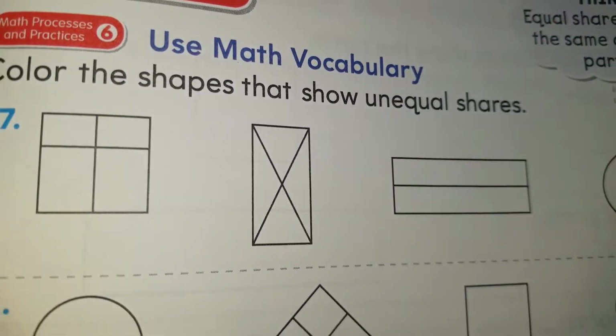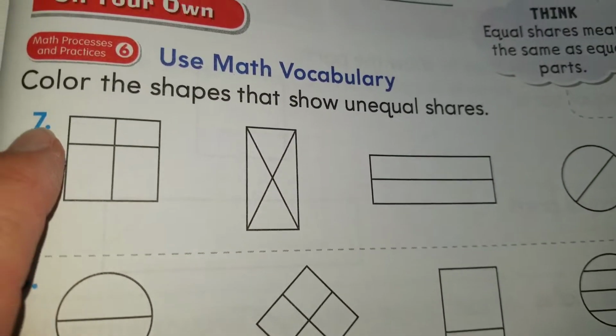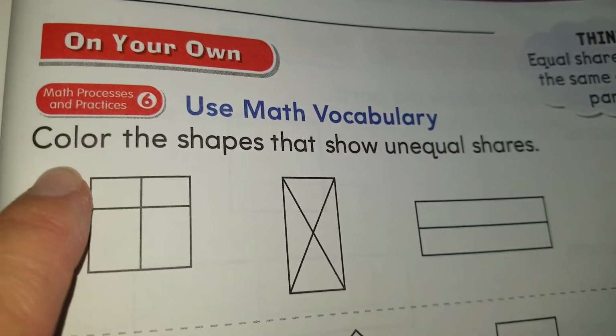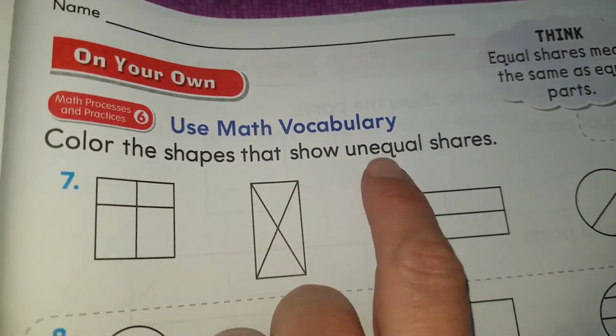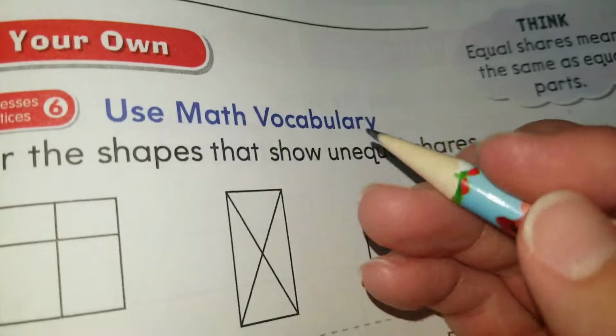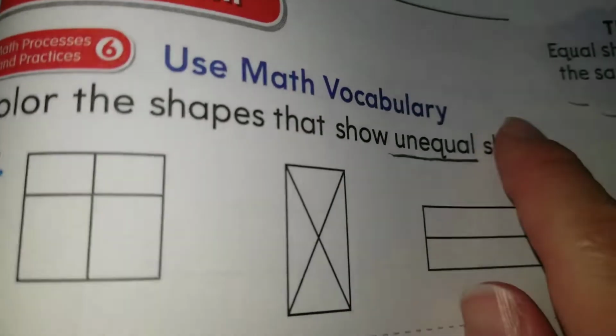Alright, boys and girls, let's take a look at number 7. And now the direction changed a little bit. It says color the shapes that show unequal parts, unequal shares. Very important. Now we're not going to circle, we're going to color. And we're going to color which ones? The ones that show unequal.